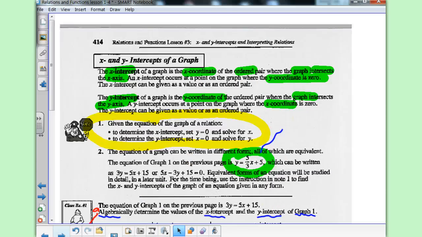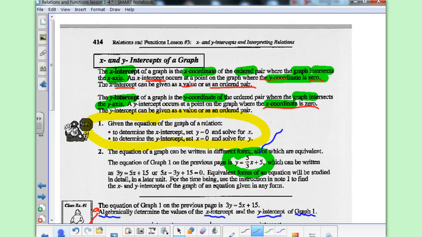How do we see the x and y intercepts off the graph? Well, an x-intercept is the x-coordinate of the ordered pair where the graph intersects the x-axis. An x-intercept occurs where the y-coordinate is 0. An x-intercept can be given a value as an ordered pair, and we did that in the last section. A y-intercept is clearly, as you read it, where the x-coordinate is 0. All right. Given the equation of a graph of a relation, how do we find an x-intercept?